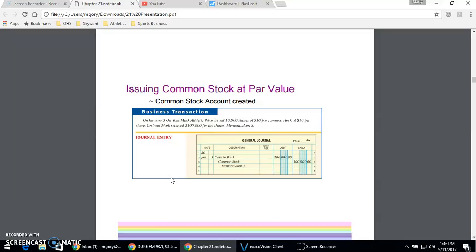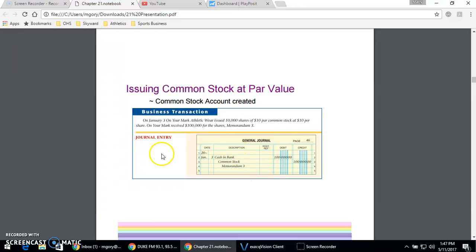All right, so the issuing of common stock at par value. Now we're going to get into the actual accounting and the transacting of these, or recording these as transactions. So on January 3rd, On Your Mark Athletic-Wear issued 10,000 shares of $10 par common stock at $10 per share. On Your Mark received $100,000 for shares. The source document is Memorandum 3. So 10,000 shares at $10 a share, that's $100,000.